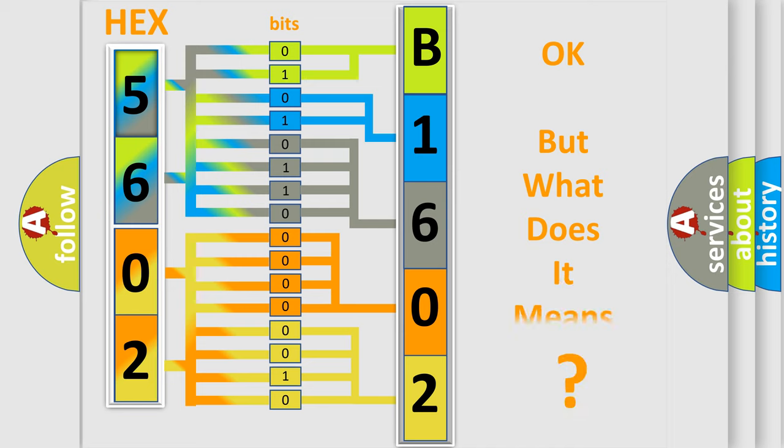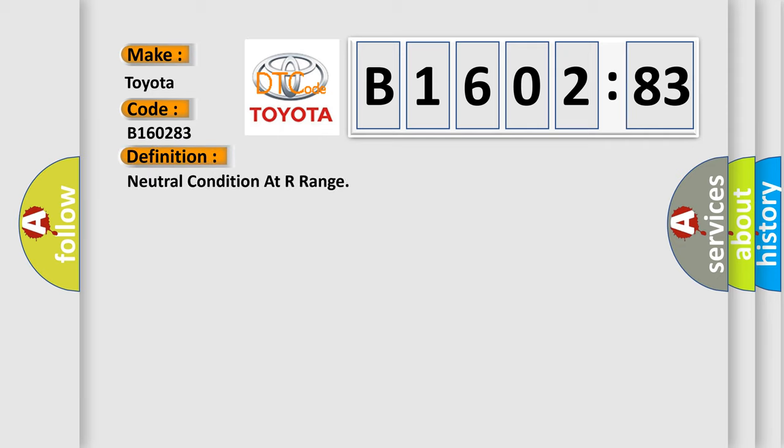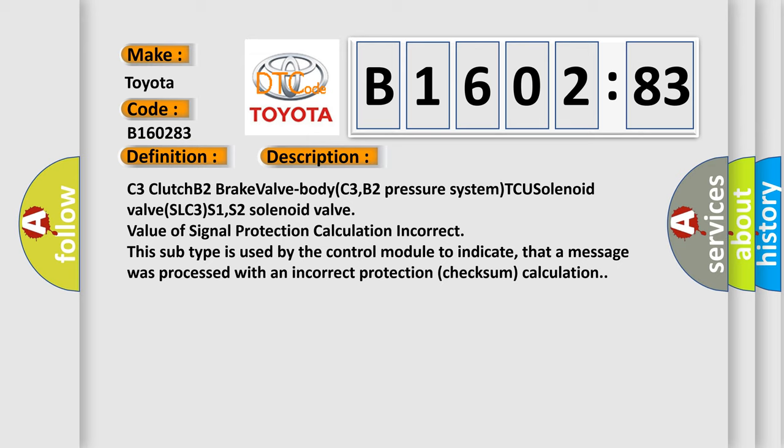The number itself does not make sense to us if we cannot assign information to what it actually expresses. So, what does the diagnostic trouble code B1602-83 specifically interpret for Toyota? The basic definition is neutral condition at R range. And now this is a short description of this DTC code. C3 clutch, B2 brake valve body, C3, B2 pressure system, TCU solenoid valve SL C3, S1, S2 solenoid valve, value of signal protection calculation incorrect. This subtype is used by the control module to indicate that a message was processed with an incorrect protection checksum calculation.